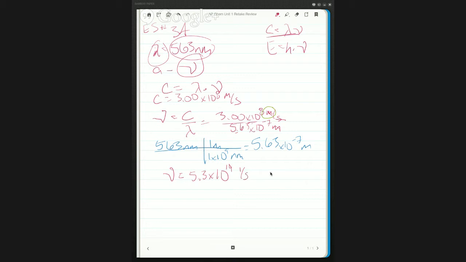And if you'll remember, by the way, you might see this on the test, 1 over s is the same thing as s to the negative 1, which is the same thing as hertz. So you might see it on the test, you might see it in problems, whatever.